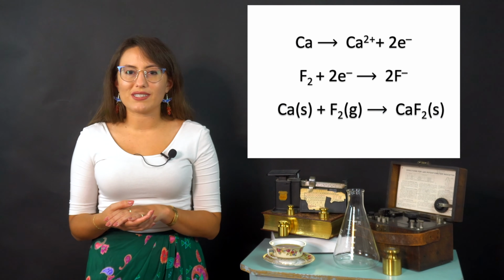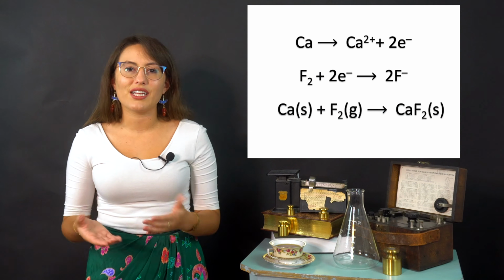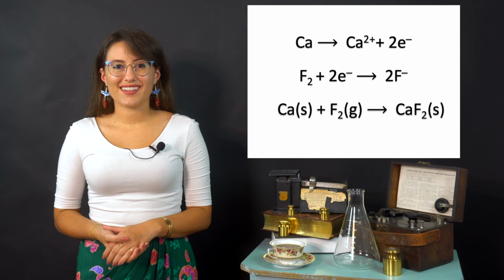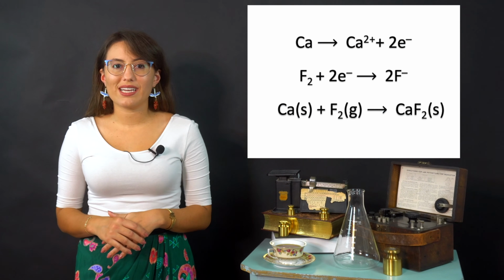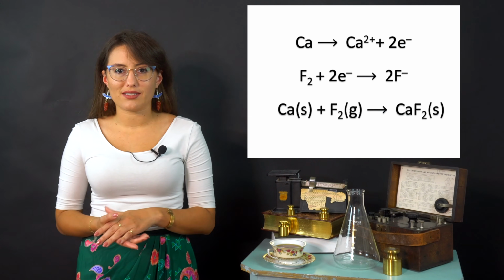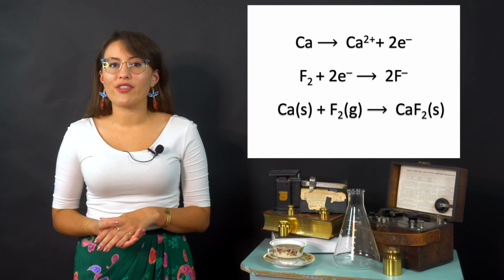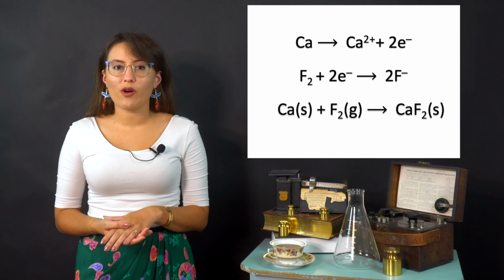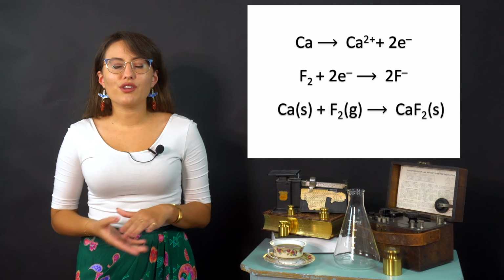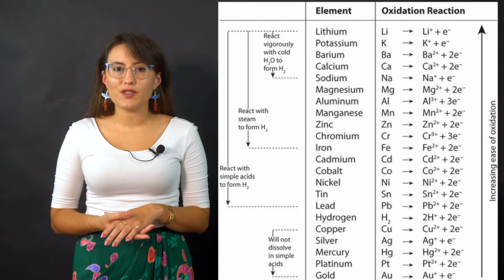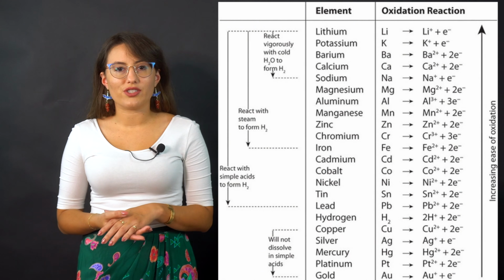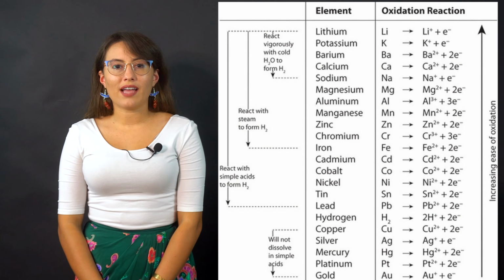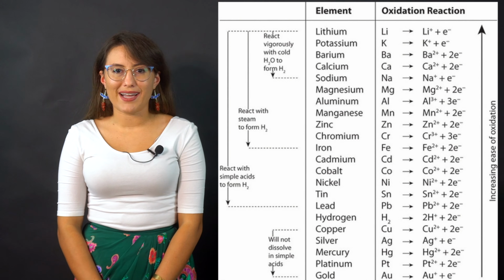If we return to our previous example, we could show the oxidation of calcium as calcium releasing 2 electrons and forming an ion. The reduction of fluorine gas would be shown as fluorine accepting 2 electrons to form 2 fluoride ions. When we combine these 2 steps, we see that there are the same number of electrons on each side of the equation, which will then cancel out, giving us the overall balanced redox reaction. Another way to determine whether an element will be oxidized or reduced is to use an activity series, like the one shown here. Elements at the top of this series are likely to undergo oxidation, while elements toward the bottom are less likely to be oxidized.